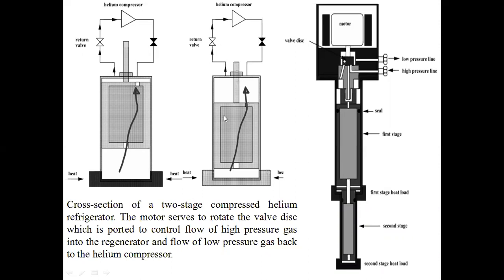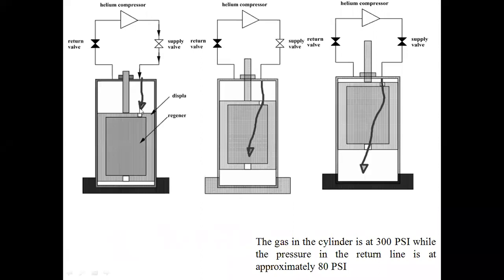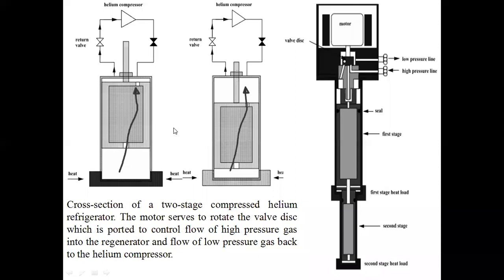The same step, as you can see here, it is making an entry, the space here is more, and here it is reducing. It is something similar to the piston and cylinder of a four-stroke engine, the same thing is happening. This is the cross-section image of a two-stage compressed helium refrigerator.